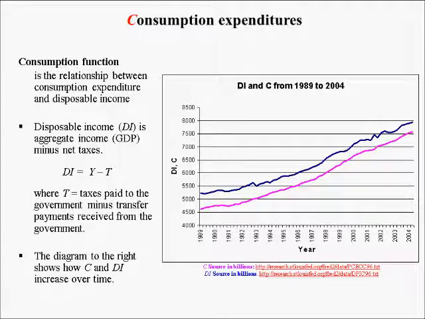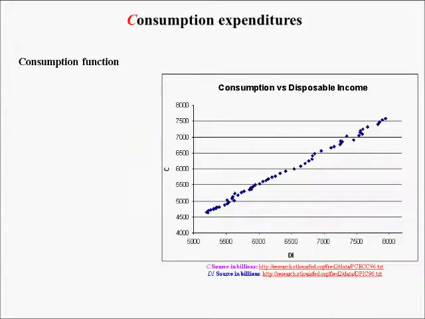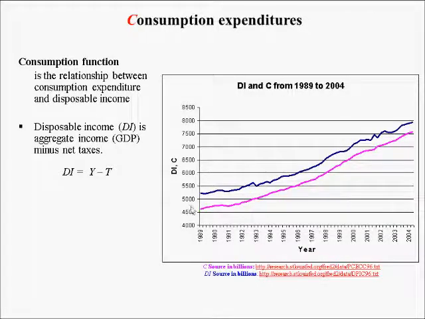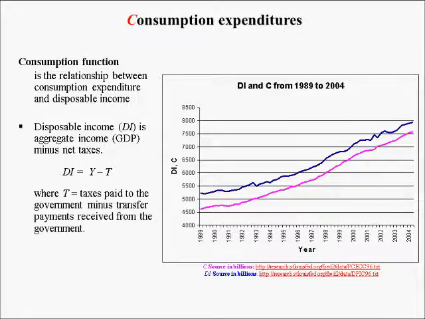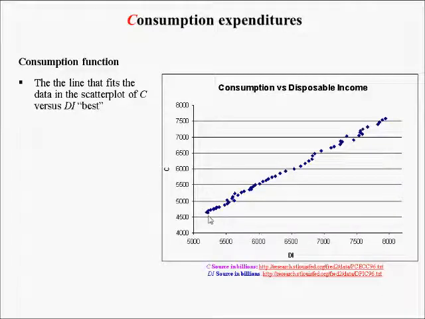The diagram to the right shows how consumption and disposable income increase over time. Now, getting rid of the time component, I can plot disposable income on the x-axis and consumption on the y-axis. In 1989, consumption is just above 4,500, and disposable income is about 5,200. Taking those two numbers, we can plot them right here. These points represent numbers back in the early 1990s, and these represent points in the 2000s.